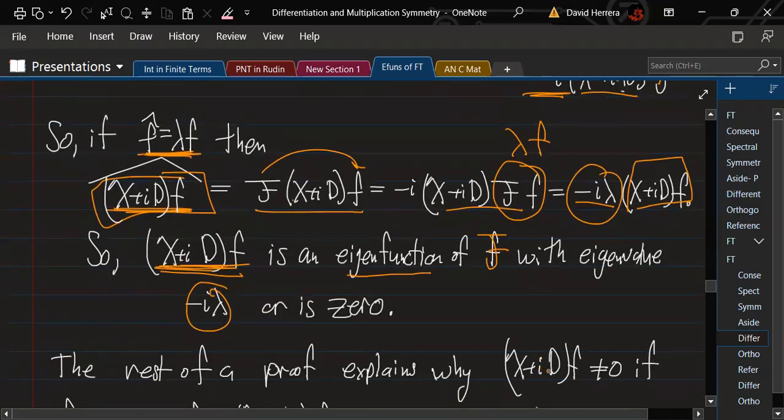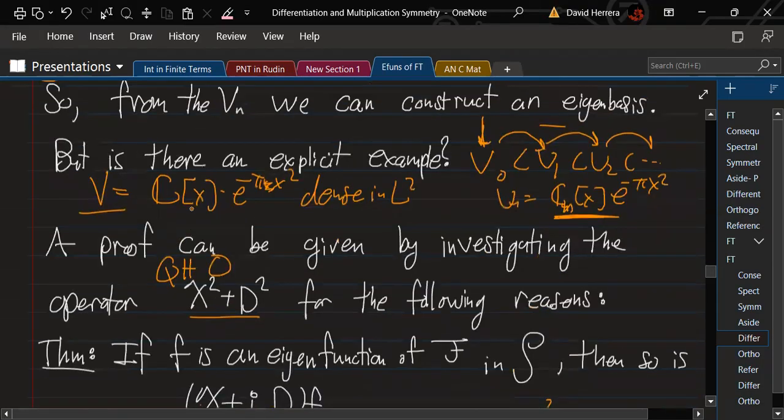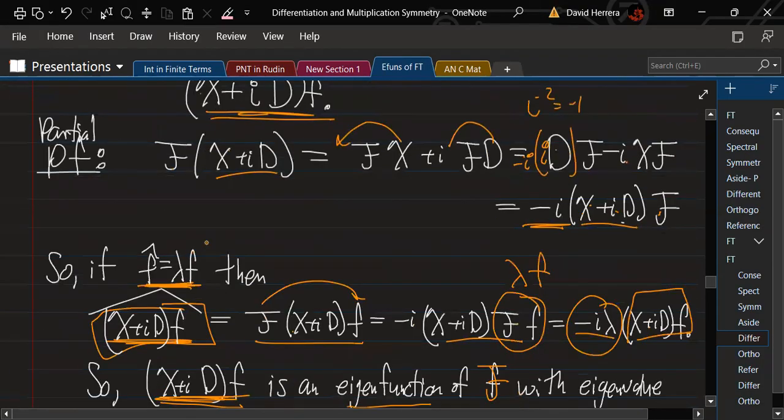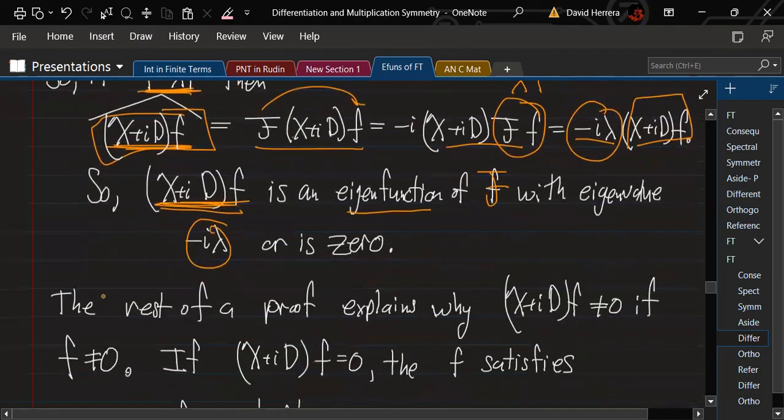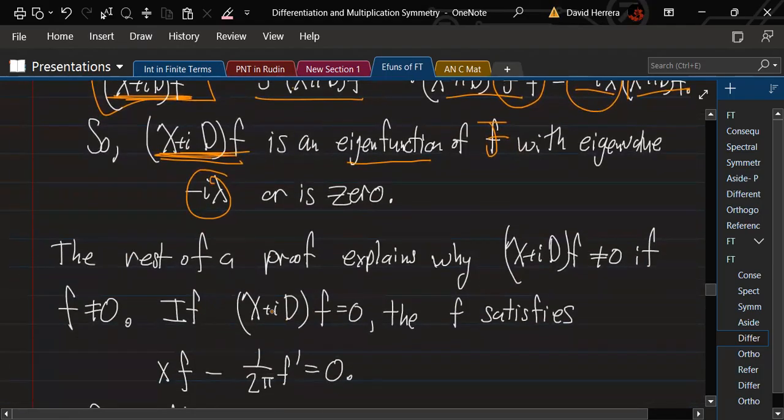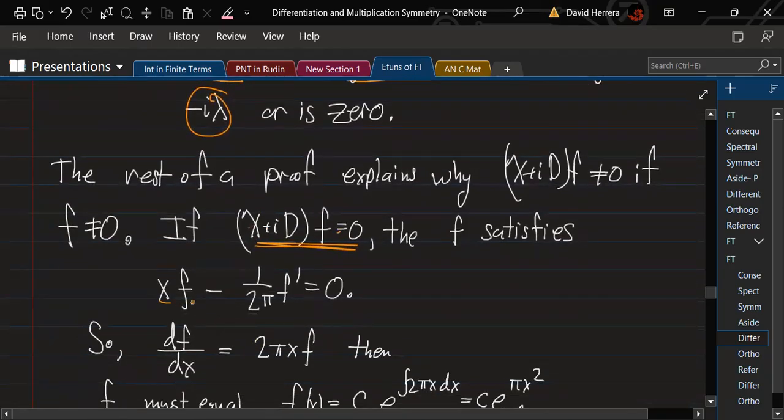The rest of the proof is to show that it's not 0. Because f is an eigenfunction, it satisfies this and it's non-zero. So I just need to show that this thing is non-zero. Why is that true? Well, let's see what happens if it is 0. If this thing is 0, what does that mean? x means multiply by x, and d is i over 2 pi times the derivative. So if I multiply by i, it's negative 1 over 2 pi times f prime, and this is equal to 0.